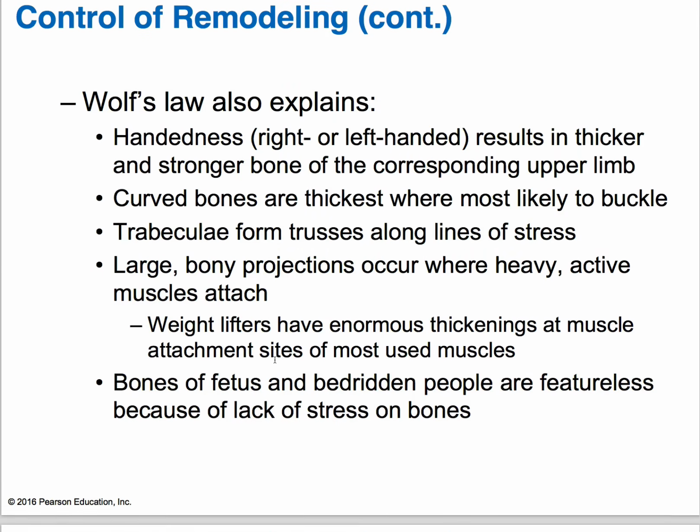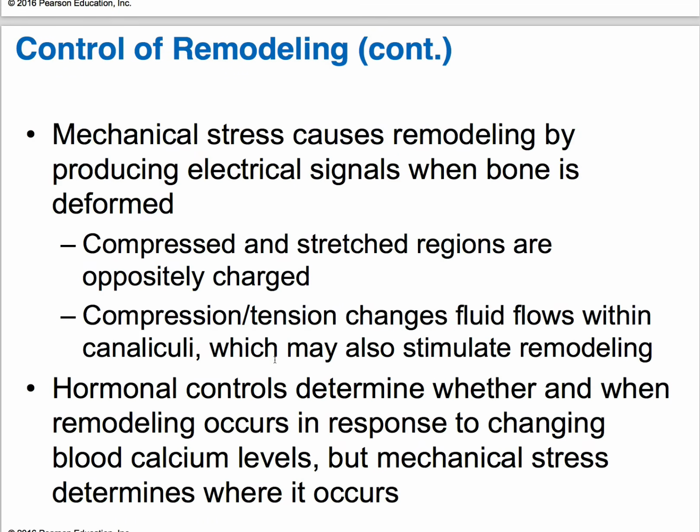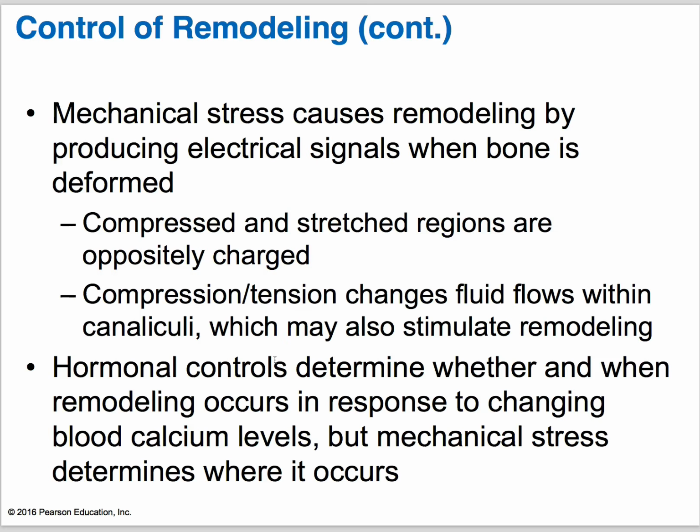Mechanical stress causes remodeling by producing electrical signals when bone is deformed. Compressed and stretched regions are oppositely charged. Compression and tension change fluid flow within the canaliculi, which may also stimulate remodeling. Hormonal controls determine whether and when remodeling occurs in response to changing blood calcium levels, but mechanical stress determines where it occurs.